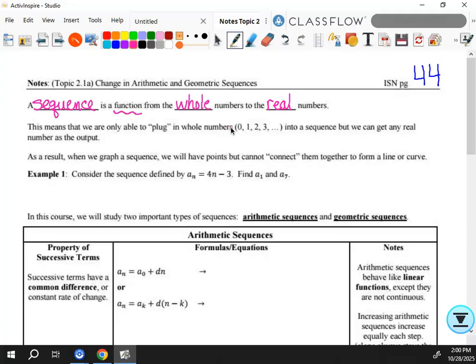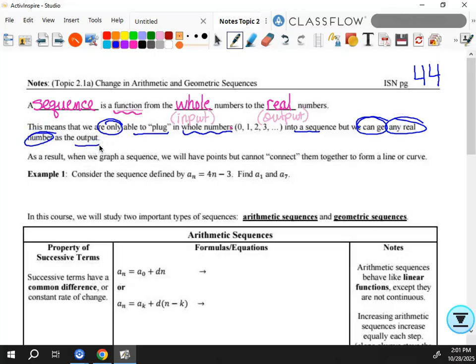So what we're doing here when it says it's a function from the whole number, so this is my input, to the real numbers, this is my output. So I input the whole numbers. My output may or may not be a whole number, but it is definitely a real number. And it could be positive or negative. That doesn't matter. Real numbers incorporate both. So it goes on to explain kind of what I just said, is that this means that we are only able to plug in whole numbers into a sequence, but we can get any real number as an output.